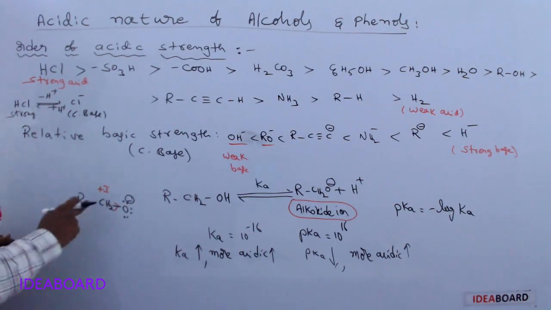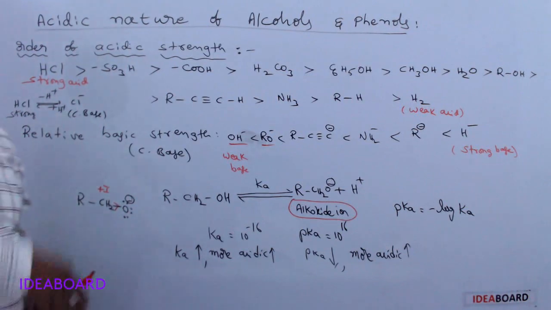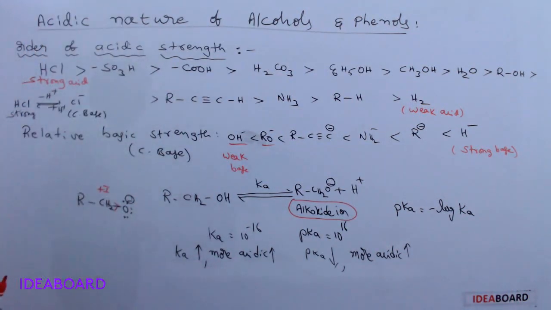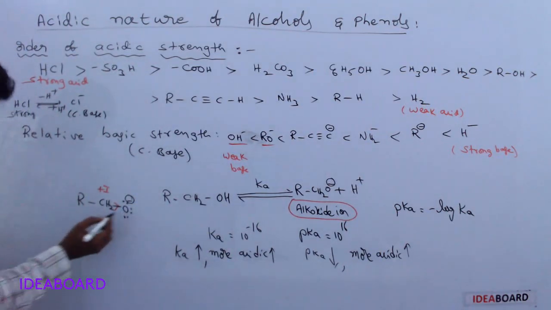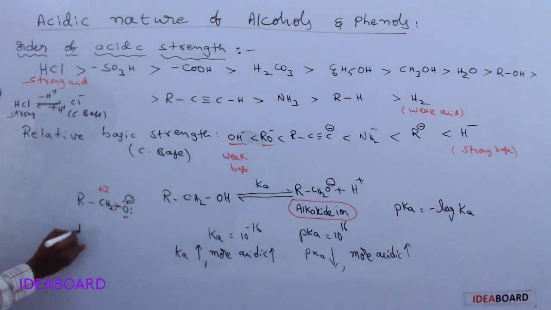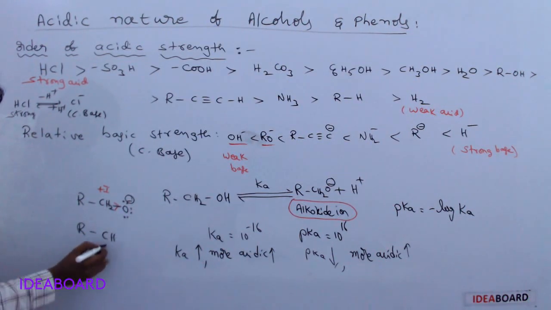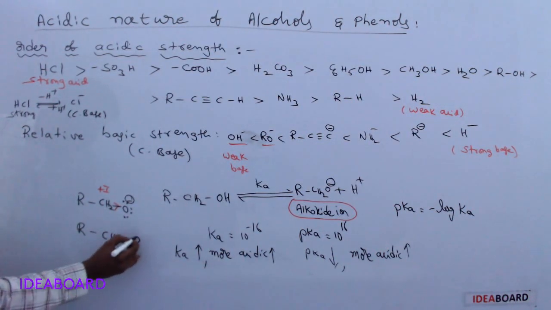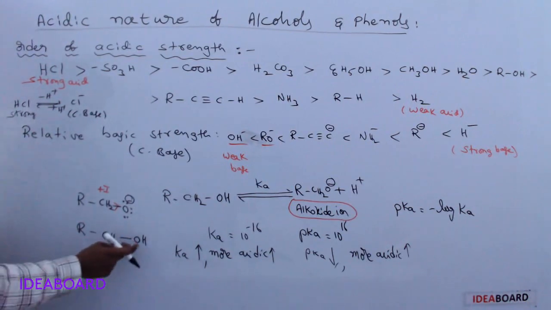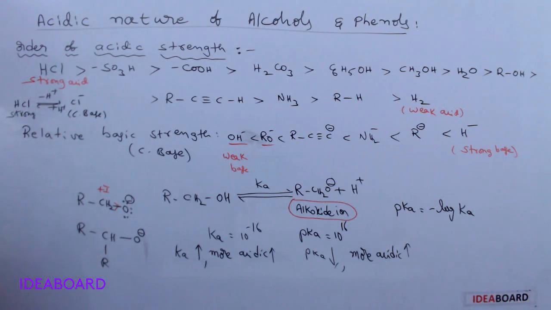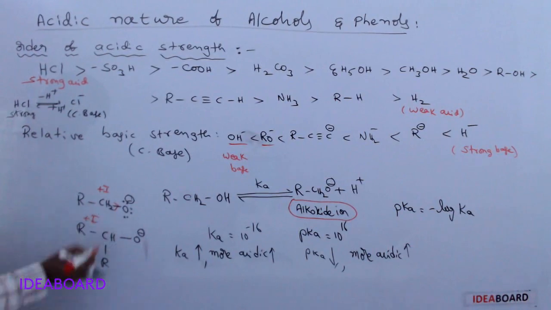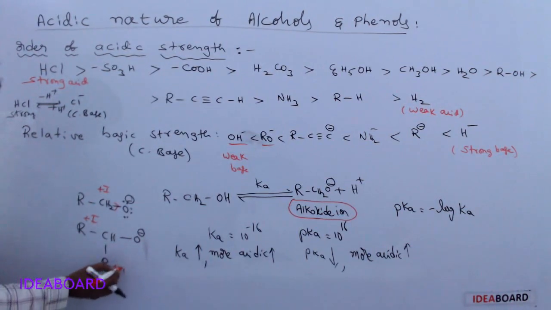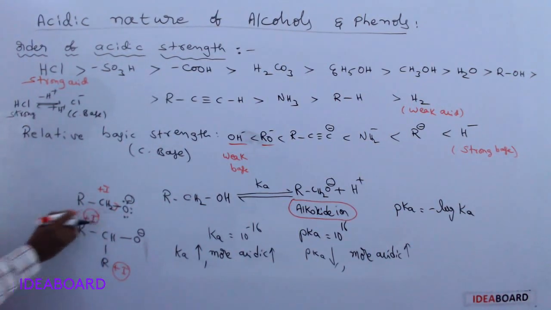Here this is an alkyl group. Whenever an alkyl group is present, the stability decreases. Please remember this point. For example, this is a primary alcohol and I am taking a secondary alcohol RCHR and here it is OH. After the release of a proton, it is converted to alkoxide ion. Here there is one plus I group and this is another plus I group, so we have two plus I groups.